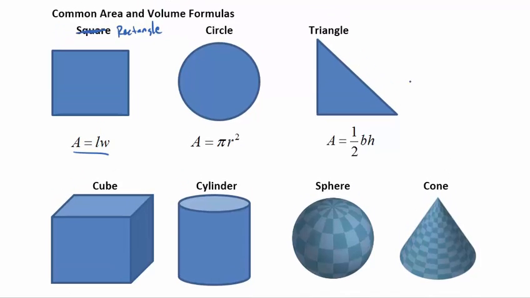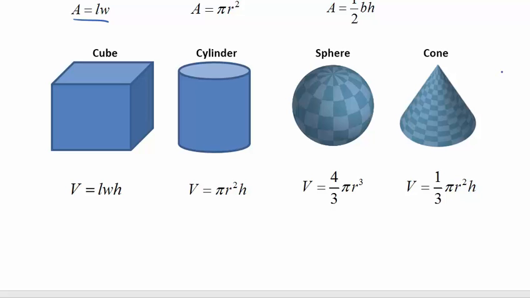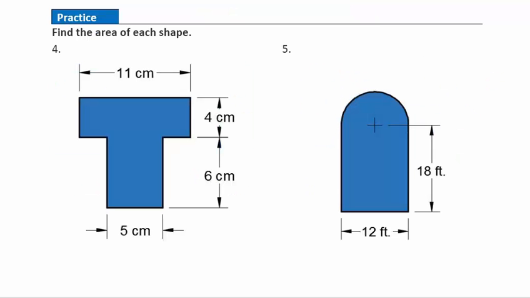So these top formulas here are all for area, and then the second row of formulas, these are now three-dimensional shapes. So notice in 3 dimensions we're finding volume in all of these cases. Go ahead and pause your video player now and answer practice questions 4 and 5. When you're done, hit play to see how you did.